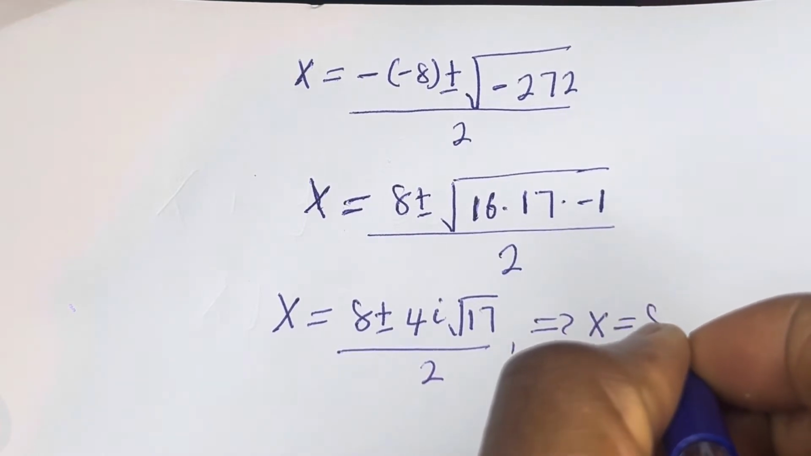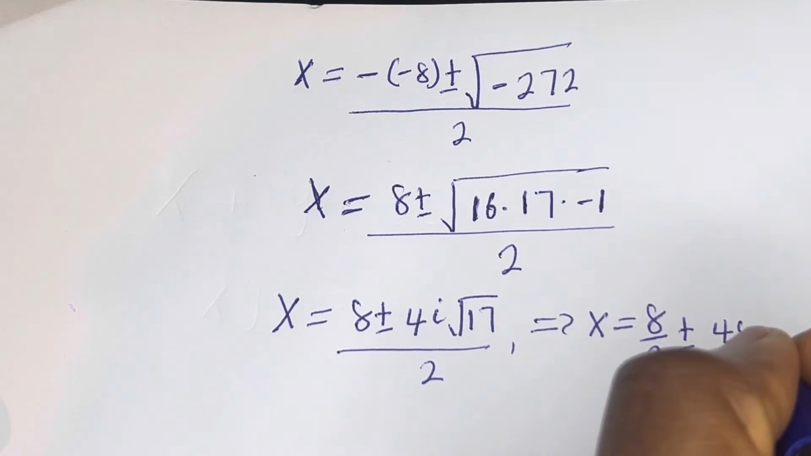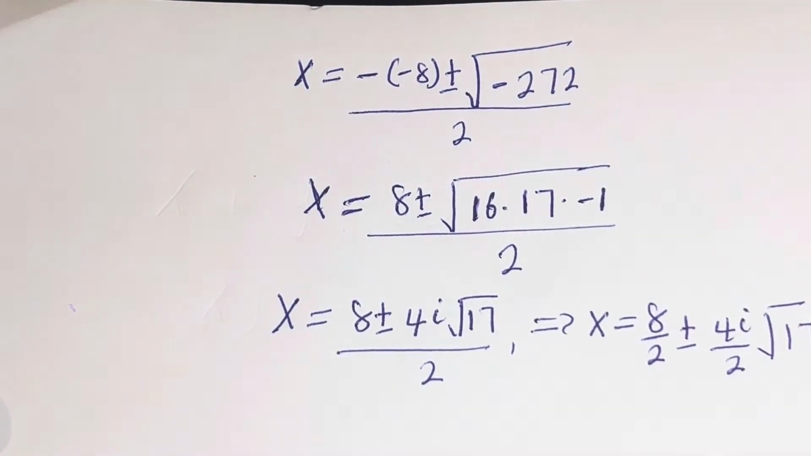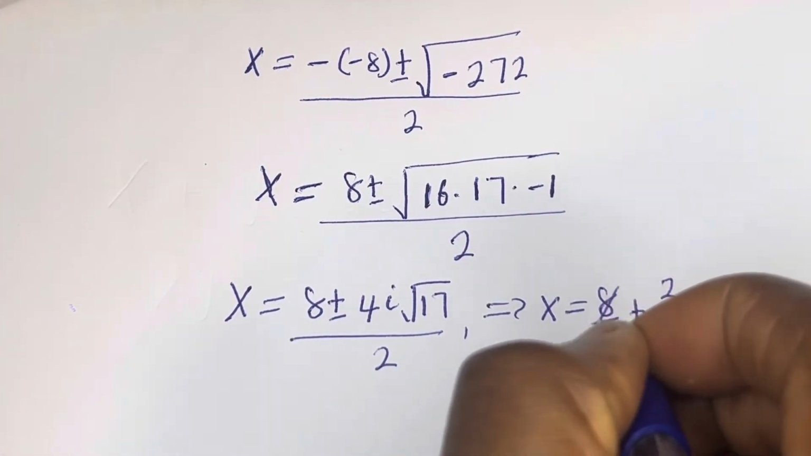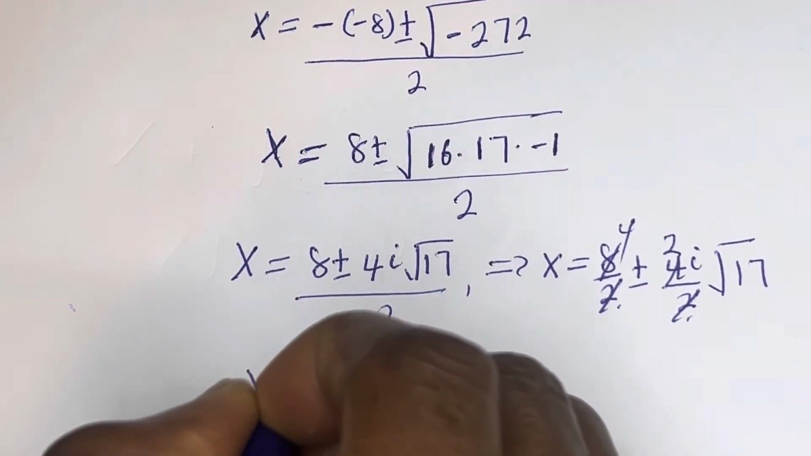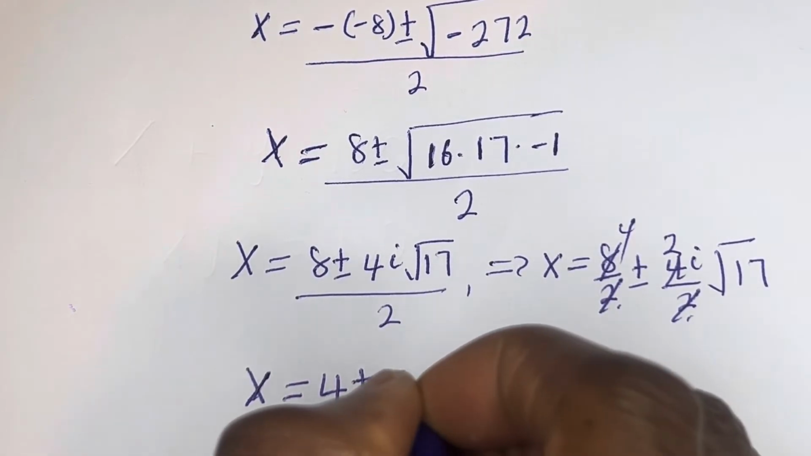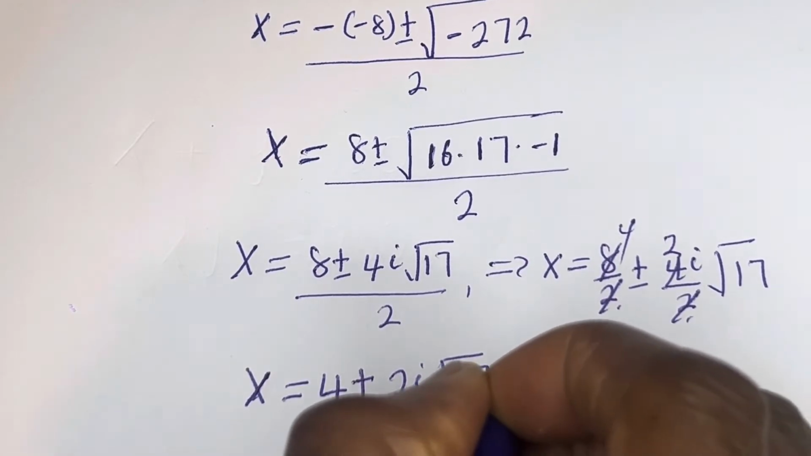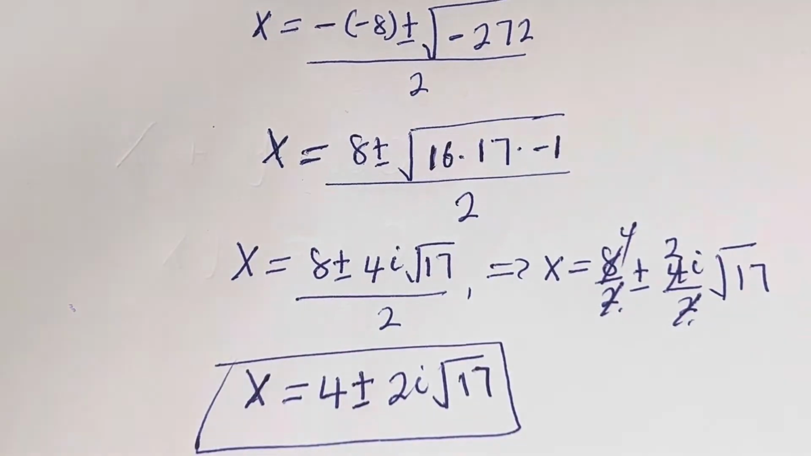s is equal to 8 over 2 plus or minus 4i root 17 over 2. 2 here 1, 2 here 2, 2 here 1, 2 here 4. s is equal to 4 plus or minus 2i square root of 17. This is the value of s. Then we've got the value of s.